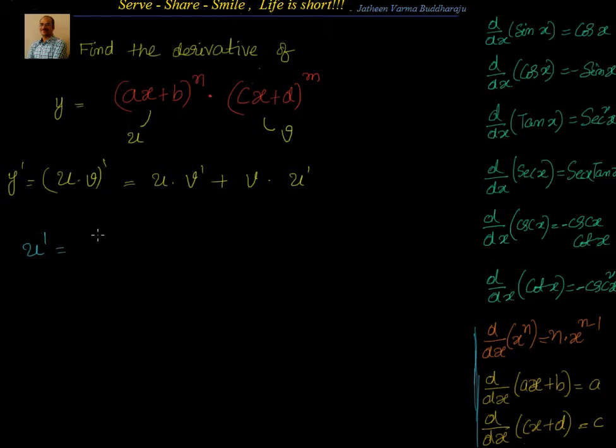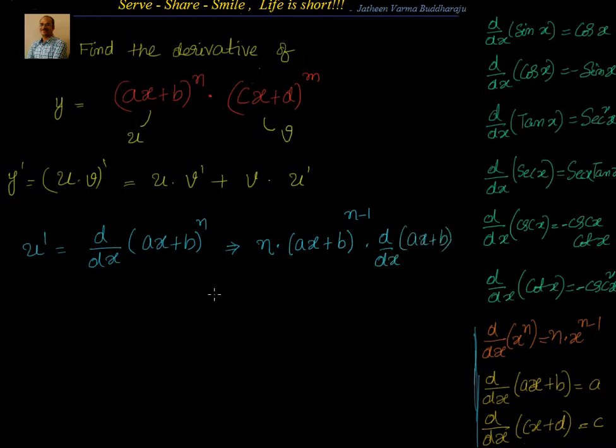So let's find out what is u dash. u dash equal to derivative of (ax plus b) whole to the power of n. So at higher level we see a variable to the power of n, so we will apply the formula n into x to the power of n minus 1. Whatever the variable we have, let us treat it as t. So ax plus b equal to t, so then I can say n into t to the power of n minus 1. That's not enough, because the variable itself is a function. I have to say what is the d by dx of ax plus b.